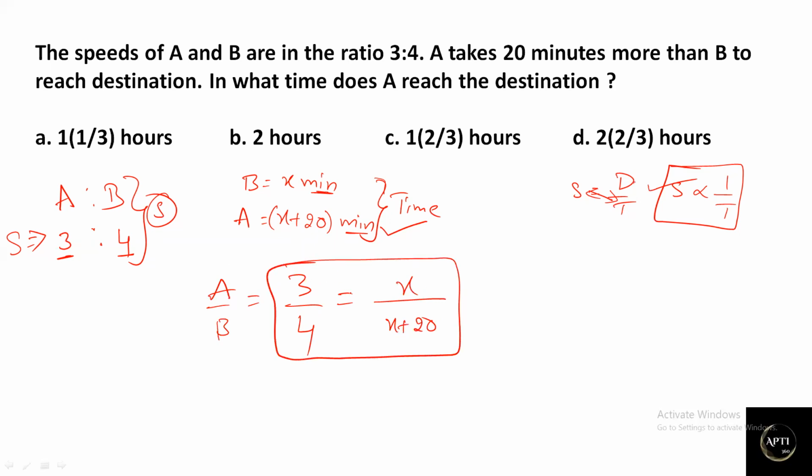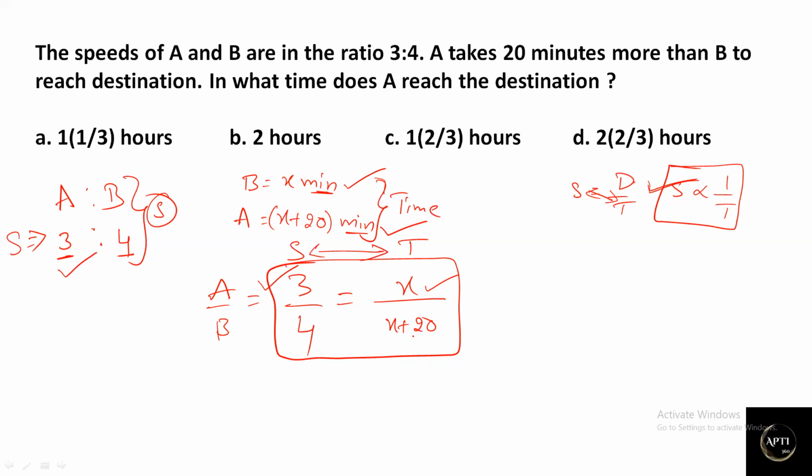3 by 4 is equal to x by 20, where these are speeds and these are times. Don't get confused. This three parts is for a, already given in the question. But if you observe x, x is for b's time, right? Why have we taken it as reverse? Because speed and time are inversely proportional. This is where most of the students make a mistake. If you didn't understand this relation, they will just take a by b as 3 by 4 and the time a by b as x plus 20 by x. So you will end up with the wrong answer. We need to take it reverse because speed and time are inversely proportional.